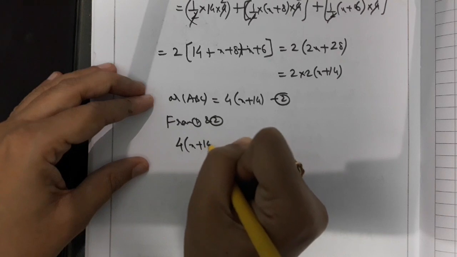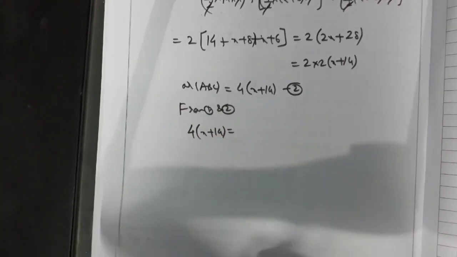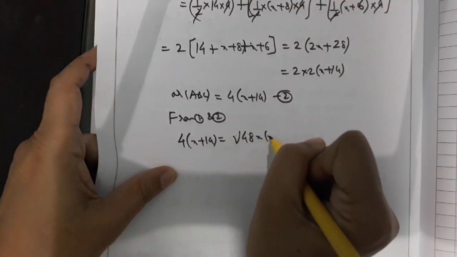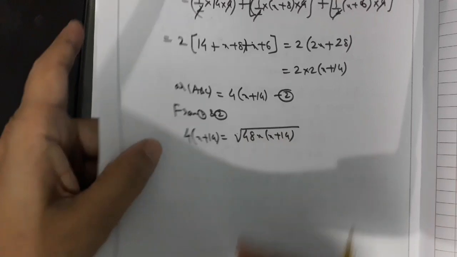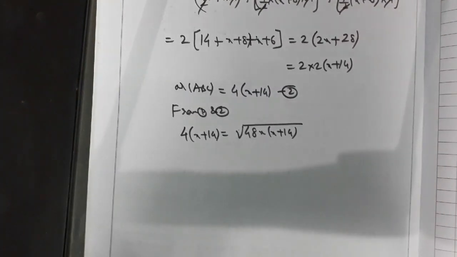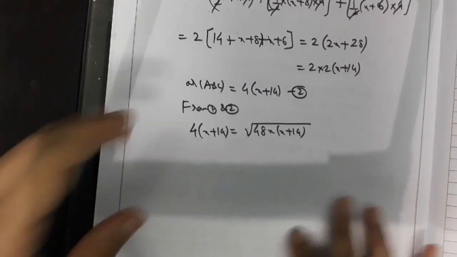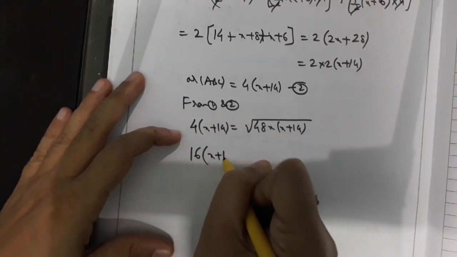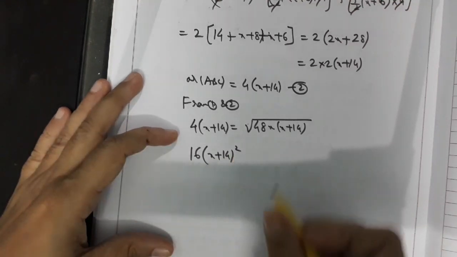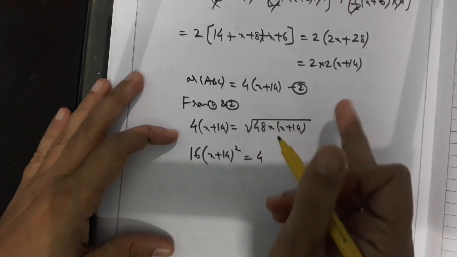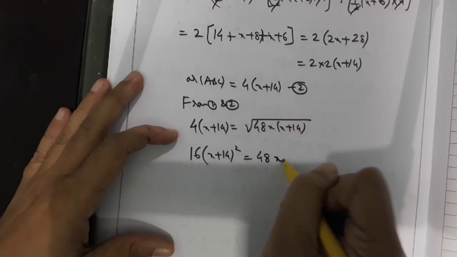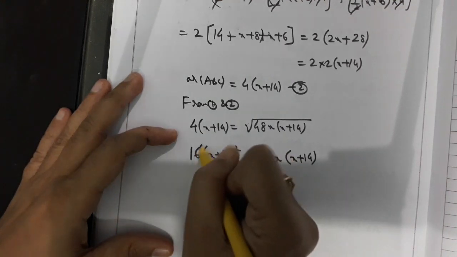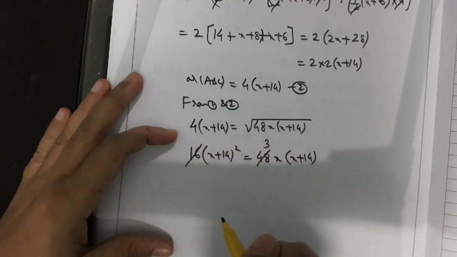4 into x plus 14 is equal to, equation number 1 was, under root 48x into x plus 14. Now to simplify it, we'll square both sides. So on squaring, 4 square becomes 16 and x plus 14 whole square. And when we square this side, the square root gets eliminated and we get 48x into x plus 14. Now let us simplify this. 16 1s are 16, 3s are 48.